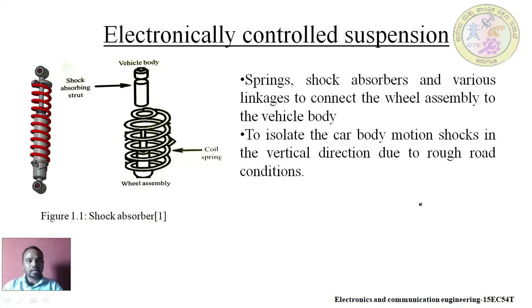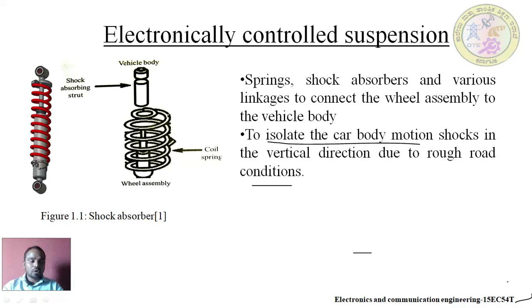Before going into the electronically controlled suspension system, we will understand what a suspension system is. Dear students, the suspension system is a system which is used to isolate the car body from the vertical movement of the wheels. How can it be achieved?